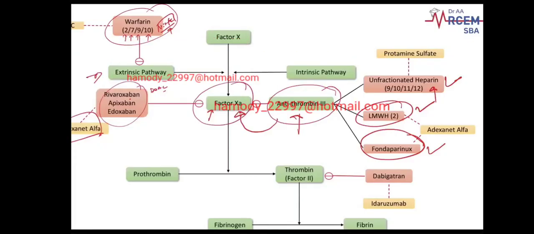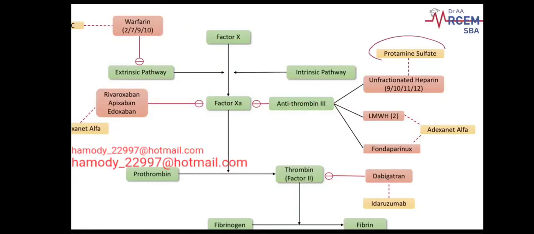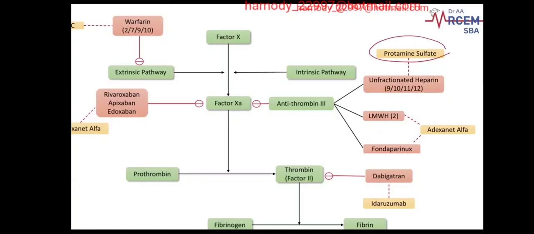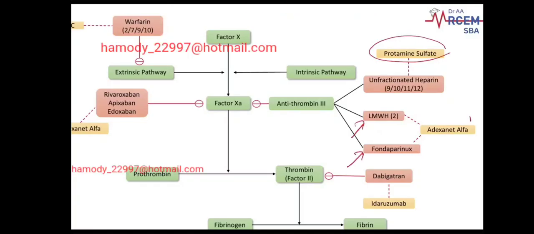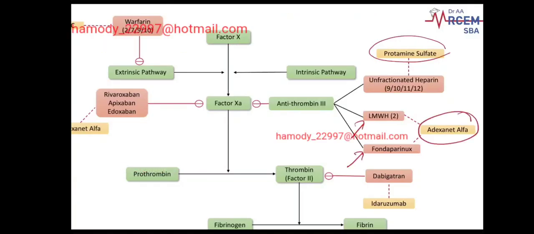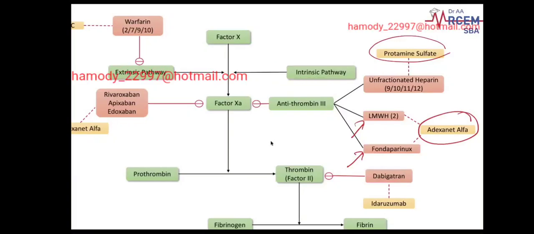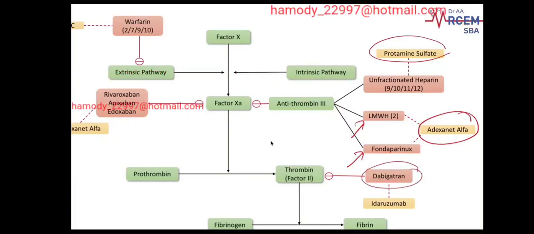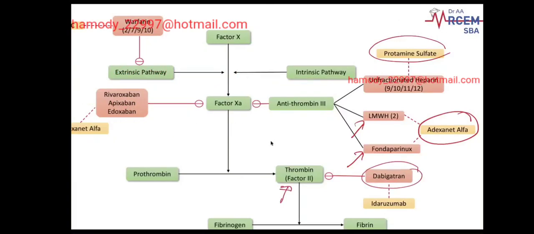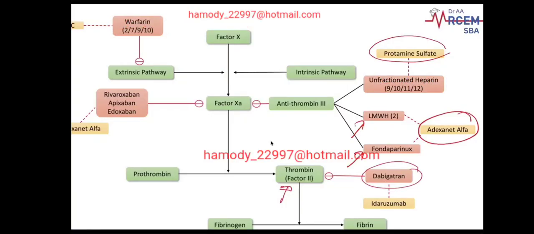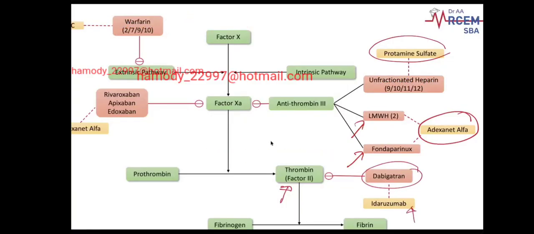So what are the antidotes you can use? For unfractionated heparin, it's protamine sulfate. For low molecular weight heparin and fondaparinux, you can use andexanet alfa as an antidote. Where does dabigatran act? Dabigatran directly acts on factor 2, which is also known as thrombin, and inhibits it directly. The antidote for dabigatran is idarucizumab.